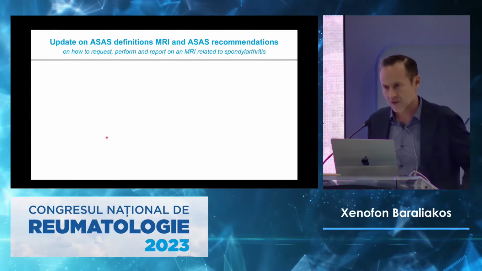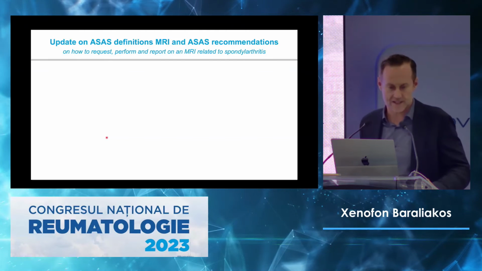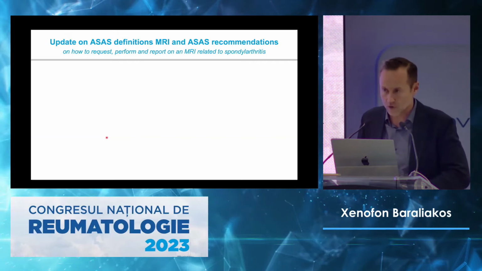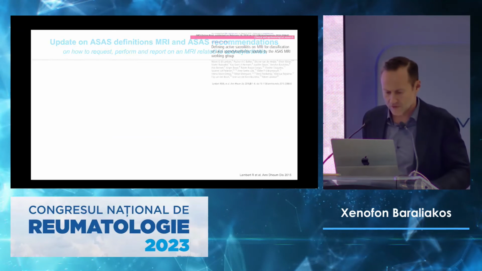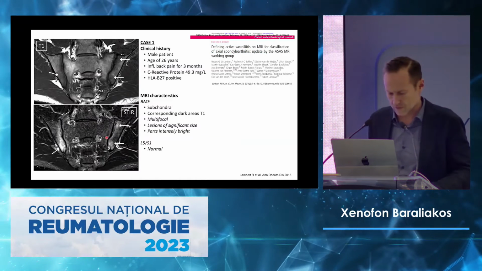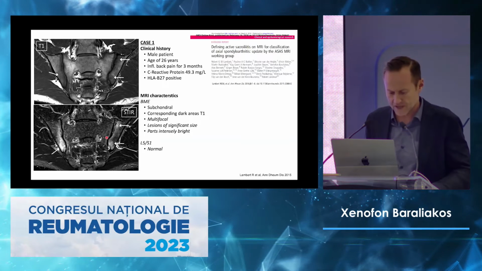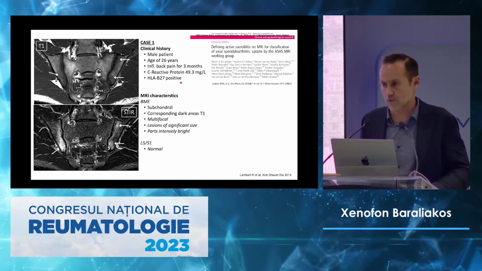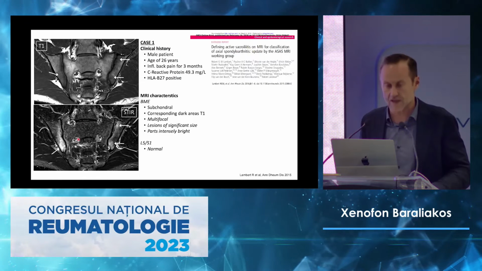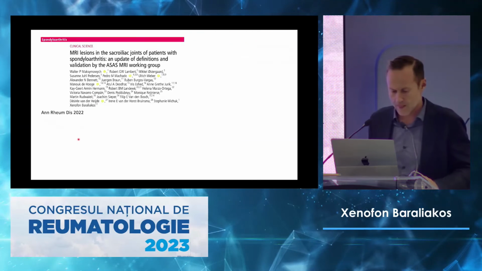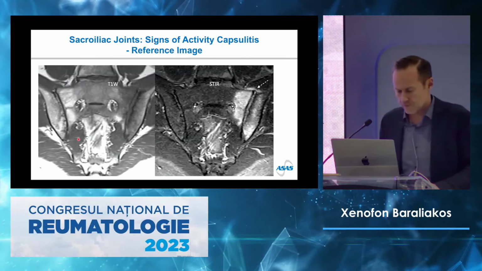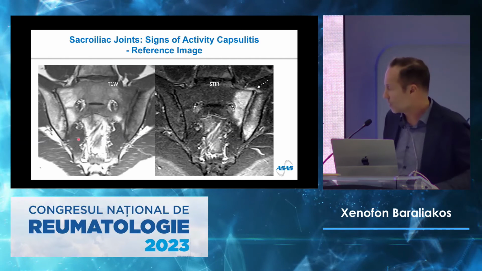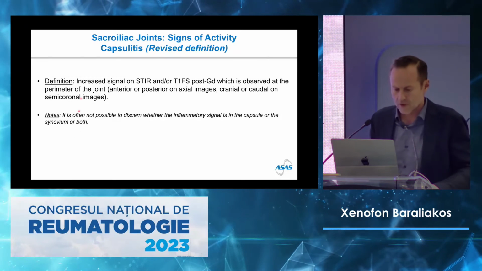Now, we have updated the definitions within ASAS of how to define a typical MRI of patients with spondyloarthritis. This was published in 2015, 2016, where we said that you have to have edema, but the clinical history also needs to align. The typical history and the images together make the diagnosis. And again, this is maybe too easy now after all this whole hour we went through, but I would like to remind you.